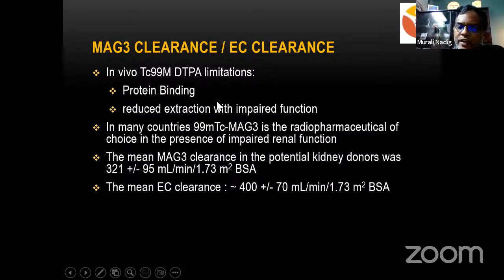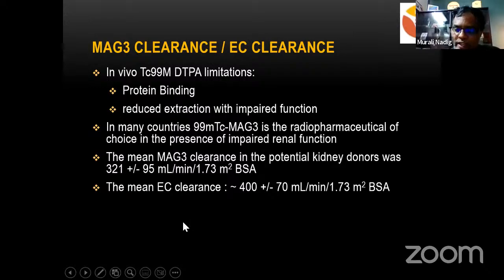So in many countries, instead of DTPA, they are using MAG3 clearance, because previously I showed you in the first pharmacokinetics slide that MAG3 has much lesser protein binding and better tubular excretion. So in USA, MAG3 clearance is used for kidney donors and a normal value is 320 plus or minus 95 ml per minute per 1.73 meter square body surface area.